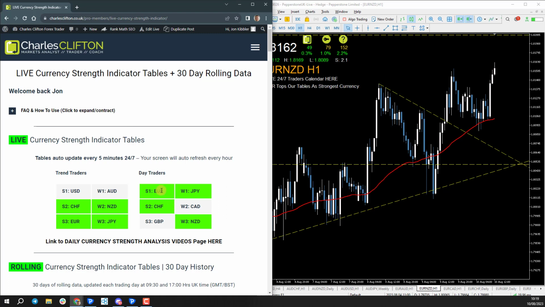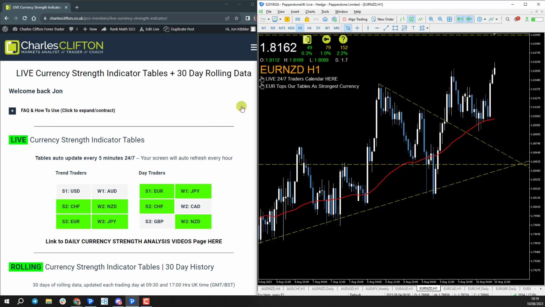The euro Kiwi and Kiwi Swiss were kind of correlated in their actions, so you could have taken either one of those positions. We favoured euro Kiwi, it just had a little bit more upside. Kiwi Swiss was coming into a key level. So let's take a look at euro Kiwi first.